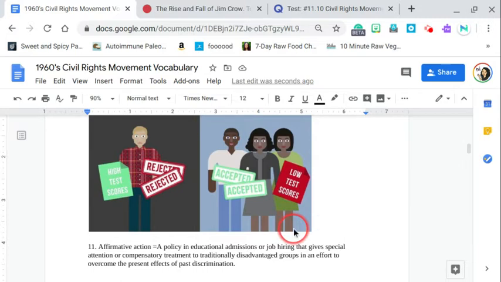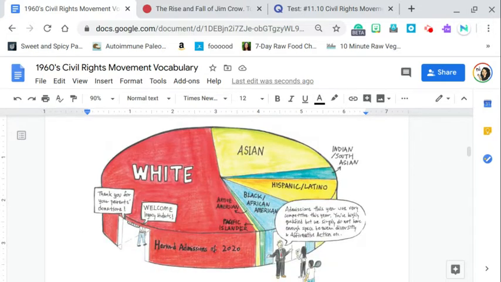Yes, good. Affirmative action is a policy in which educational admission or job hiring gives special attention to compensatory treatment of traditionally disadvantaged groups in an effort to overcome the present effects of past discrimination. So, in other words, every school, every business should have at least a person of color.